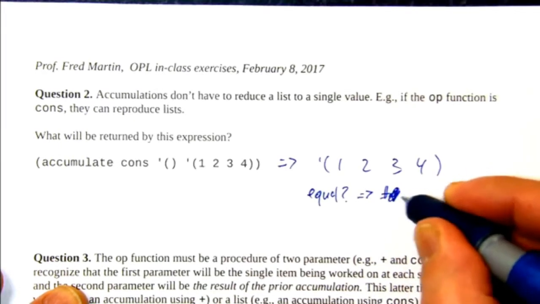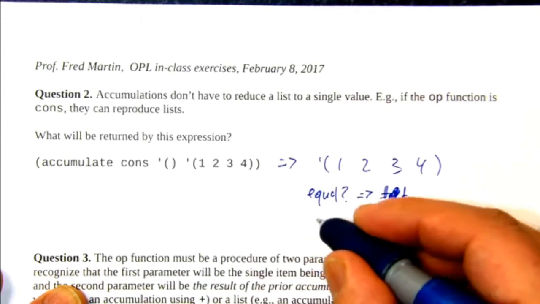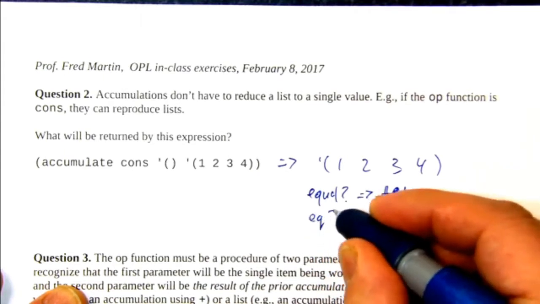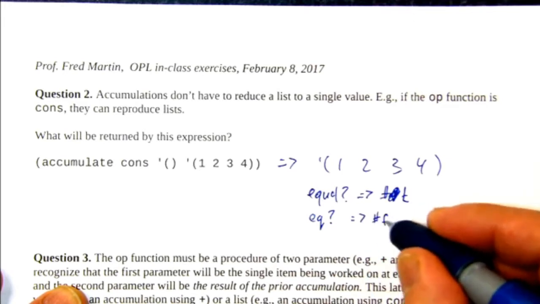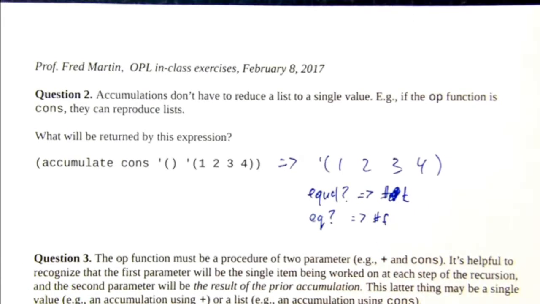Oops, sorry, that's supposed to be a T. But they are not EQ. EQ is like, are they the same object? And they're not. There's two equivalent lists in the environment that have the same structure.